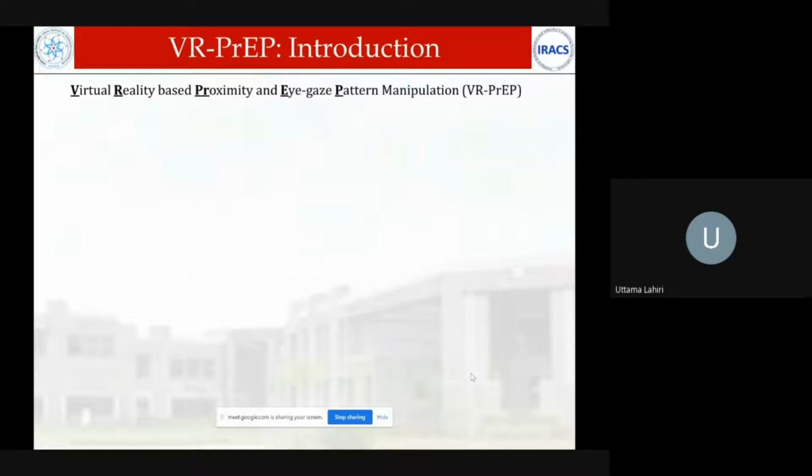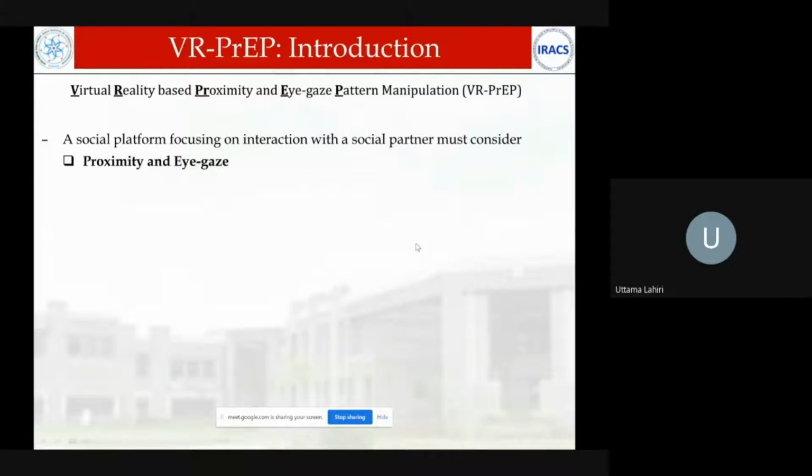In fact, in our research, we have seen various aspects of how one's looking is being affected. Here, I'm going to present only a few of them. So we wanted to see what effect proximity has on the gaze pattern. A little bit on proximity: this is a social platform. We developed a social platform which focuses on interaction between social partners, because the distance between partners is something very important while communicating in a social interaction.